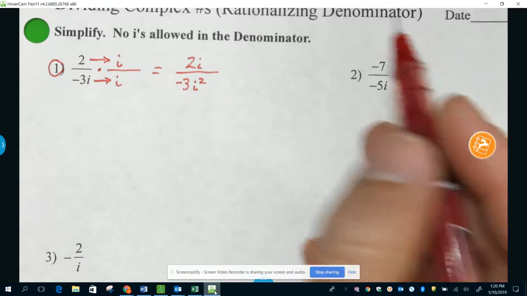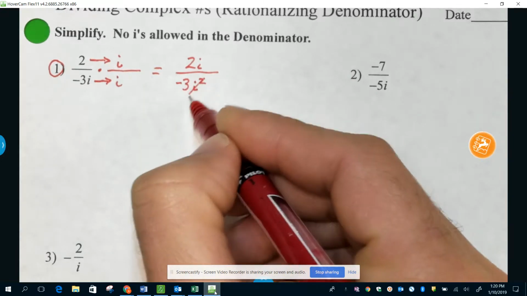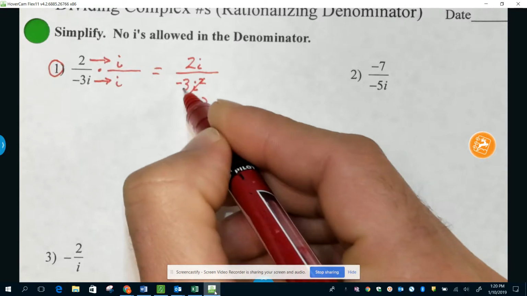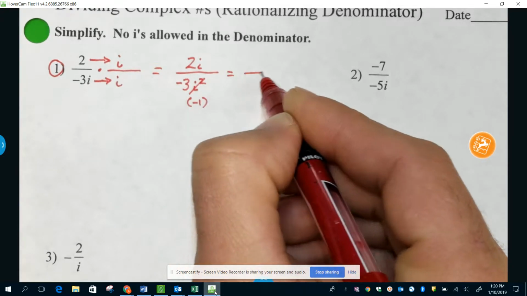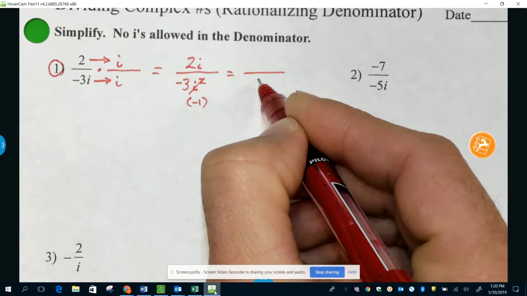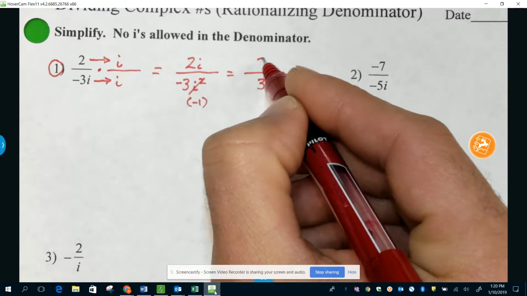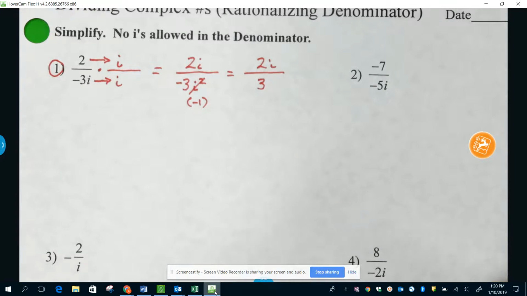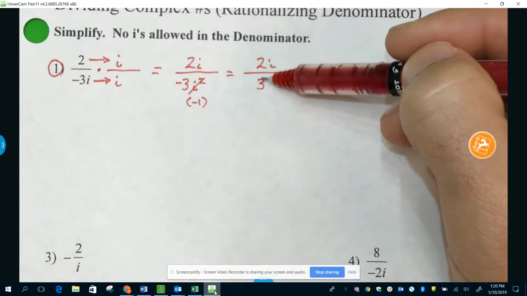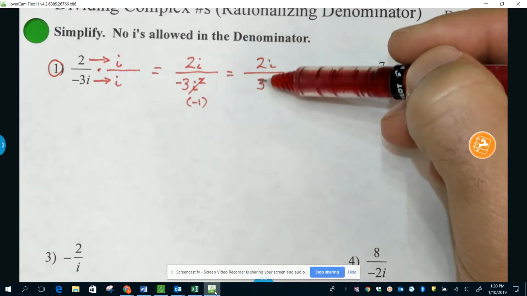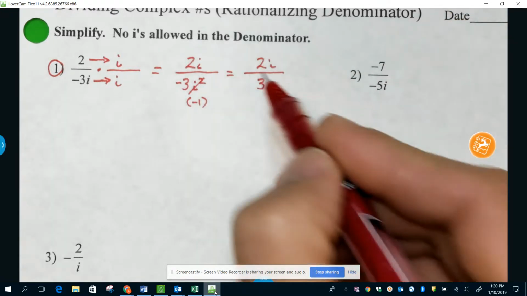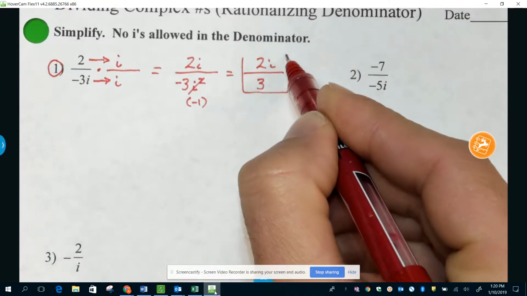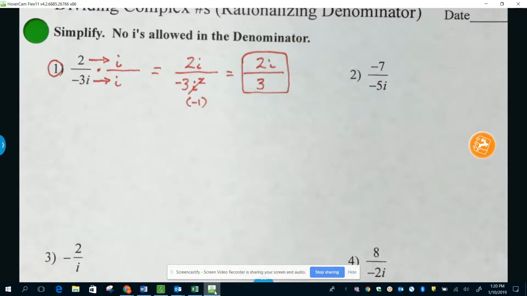Now, remember your rules. i squared needs to turn into negative 1. So this denominator is actually negative 3 times negative 1, which is positive 3. So I've got 2i over 3. Now, if these numbers can reduce, then I reduce them. Doesn't matter about the i. Here, 2 over 3 doesn't reduce, so we just leave it 2i over 3.